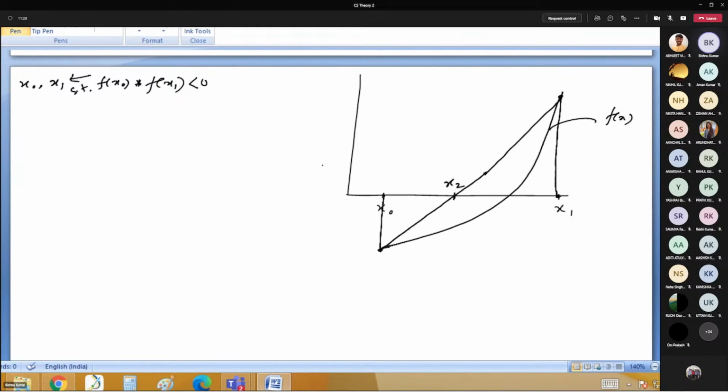Okay. Now the logic is, are you able to calculate x2 with the help of x0 and x1? These two things are known, so you may be able to calculate f of x0 and f of x1. So you just try to find out the triangle similarity property. This triangle is a right angle triangle, isn't it? And this triangle is also a right angle triangle.